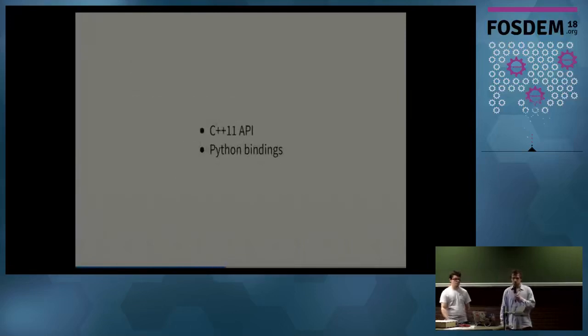So OpenDHT is written in C++11. We forked C code and improved it and made it in C++11, so we can, for instance, have multiple nodes running in the same program and these kinds of things. Use lambdas to have callbacks. And we also have Python bindings, so OpenDHT can be used very easily, in a very straightforward way, by any Python program.